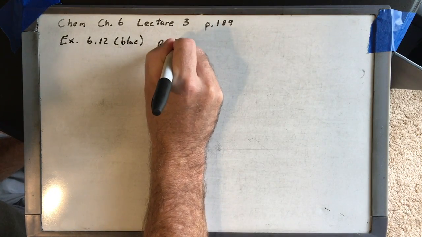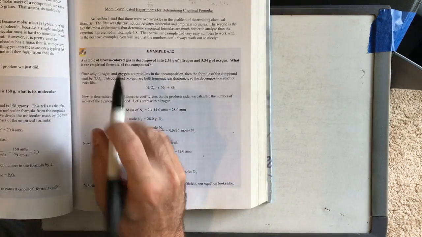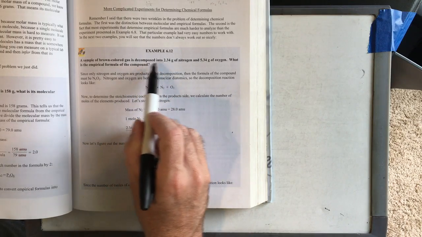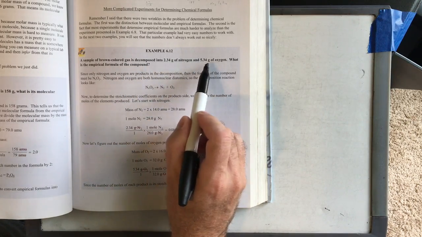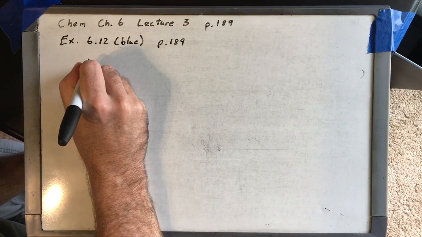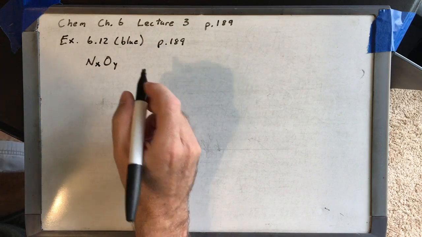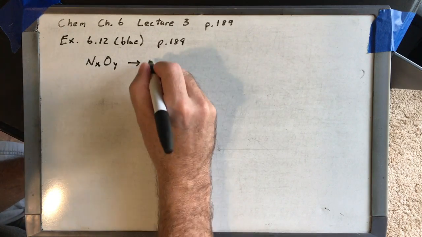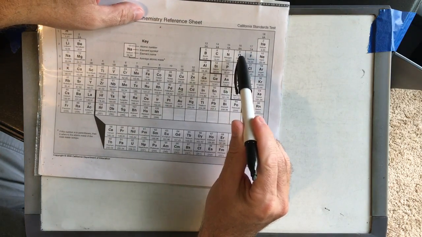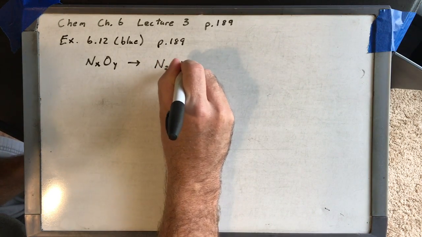on page 189. So if you read through that, it's right here, it says a sample of brown colored gas is decomposed into 2.34 grams of nitrogen, 5.34 grams of oxygen. What's the empirical formula? Okay, so nitrogen and oxygen, so we put NxOy, that's what we're trying to figure out, the x and the y. And we go through our decomposition rules. Well, nitrogen is a homonuclear diatomic. Oxygen is a homonuclear diatomic. So on the right side, we're going to have both N2 and O2.